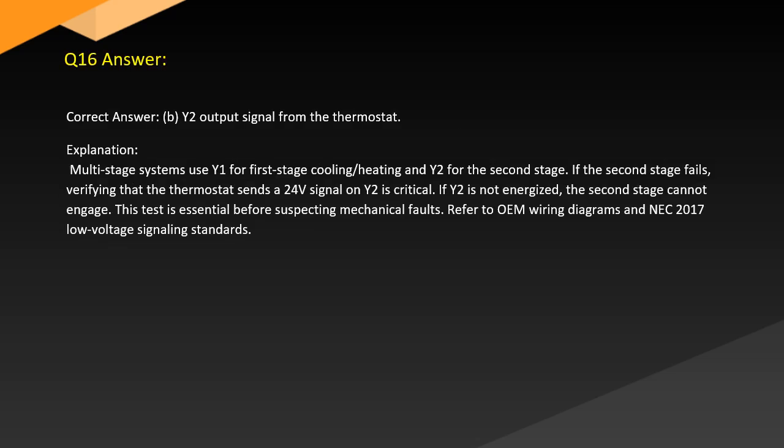Answer. Correct answer: B. Output signal from the thermostat. Explanation. Multi-stage systems use Y1 for first stage cooling and Y2 for the second stage. If the second stage fails, verifying that the thermostat sends a 24 volt signal on Y2 is critical. If Y2 is not energized, the second stage cannot engage. This test is essential before suspecting mechanical faults. Refer to OEM wiring diagrams and NEC 2017 low-voltage signaling standards.